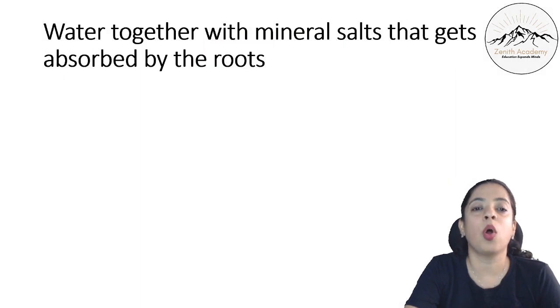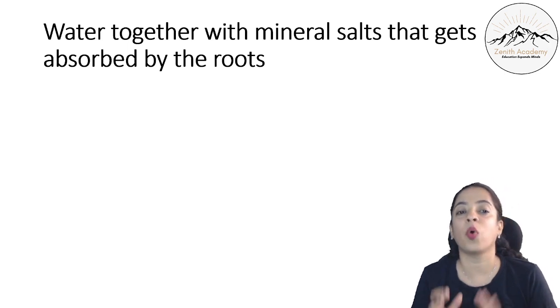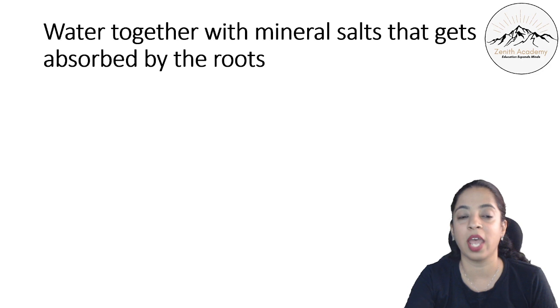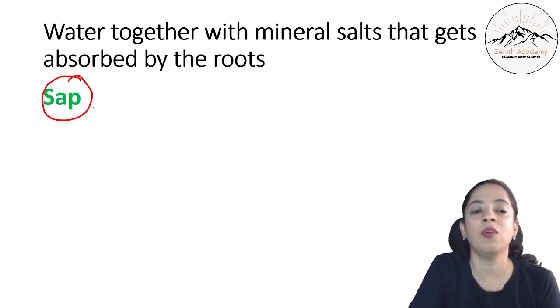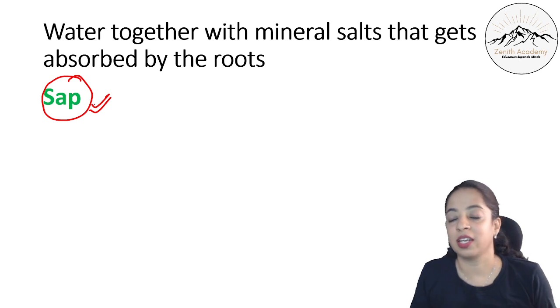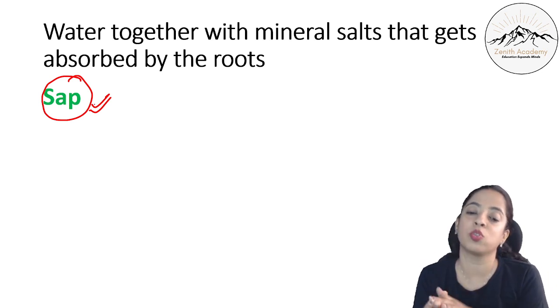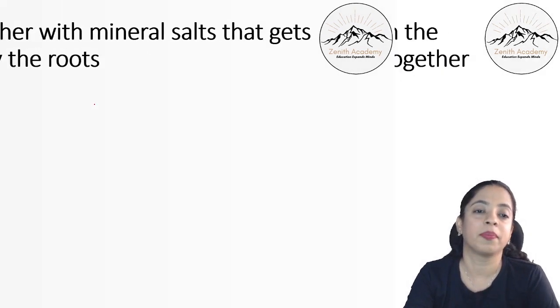Let's go ahead. Water together with mineral salts that gets absorbed by the roots. So what is that water along with the mineral salts known as? That is known as sap. Water plus mineral salts that the roots are absorbing is known as sap.